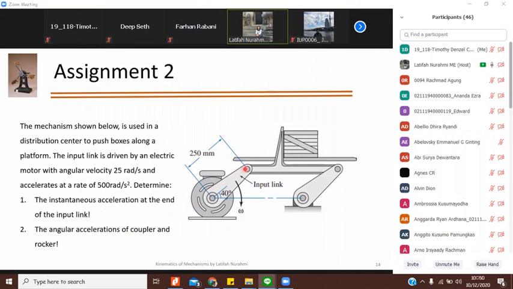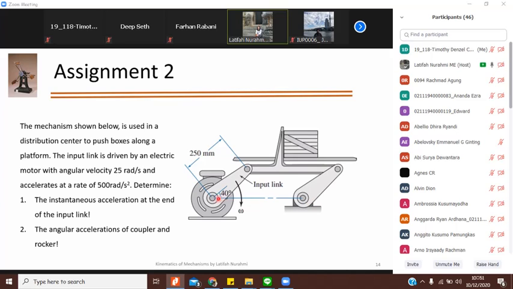So we have the input link here, and this is very easy because the length of the input link is the same as the output link. So both lengths are the same. And here the coupler link also has the same length as the ground. And by the way, do you know why we call it a 4-bar, but actually we have only 3 links?